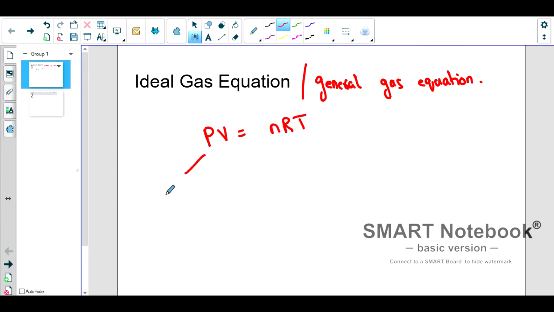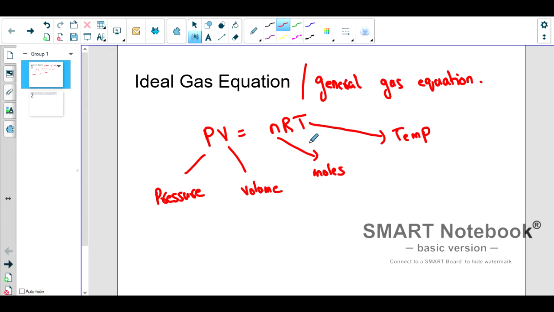What is this P? P is termed as pressure, V is volume, n is the moles, T is basically temperature, and this R is a constant, which is the gas constant. It has a fixed value. We will talk about it.